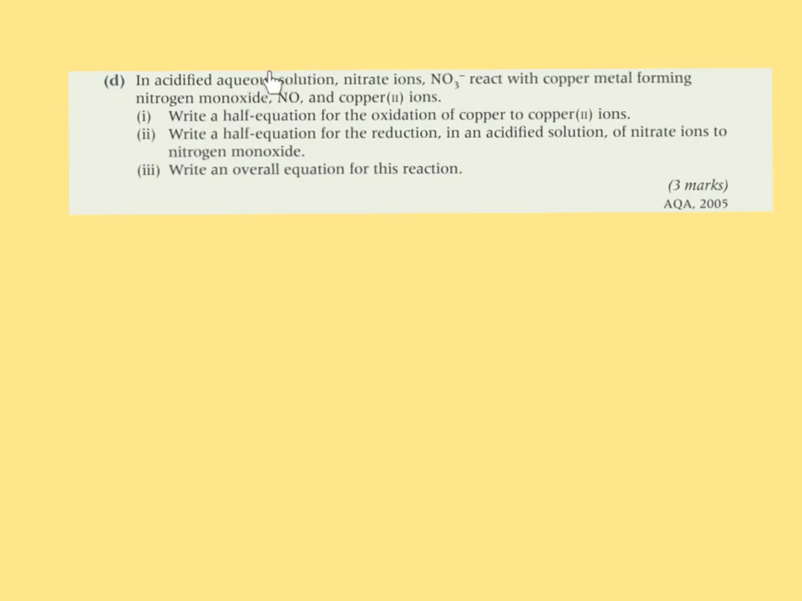An acidified aqueous solution of nitrate(V) ions reacting with copper metal forming nitrogen monoxide and copper(II) ions. First of all, write a half equation for copper forming copper 2+ ions. So copper metal forming Cu2+ ions, we simply balance the charge and then add our electrons by adding electrons to the more positive side.